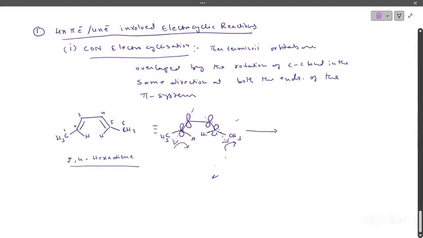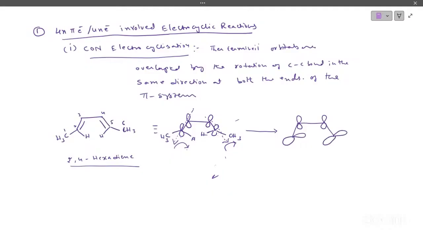look at here, it is undergoing clockwise rotation. Then at the middle of the complete rotation, you observe that there is no change at C2 and C3, but you can observe the orientation of the orbitals, the partial orientation of the orbitals, both are undergoing clockwise rotation. They are moving like this. They are moving like this.